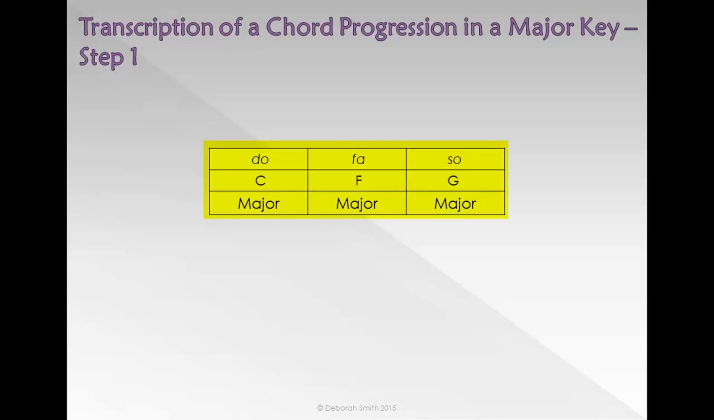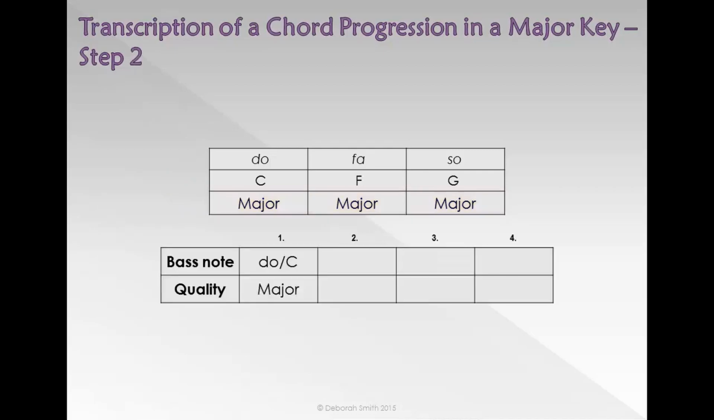This chart shows the chords built on the 1st, 4th and 5th scale degrees, or the primary triads. Notice in the top line we put the solfa of the bass notes. In the second line we put the letter names of the bass notes, and in the bottom line we write the quality of the chords you'll hear.